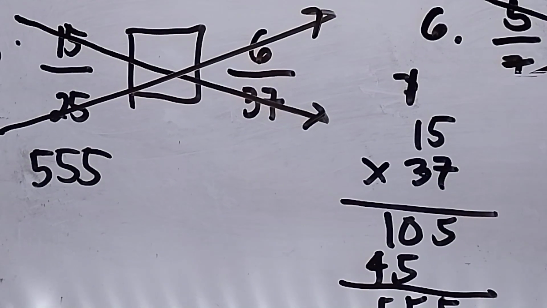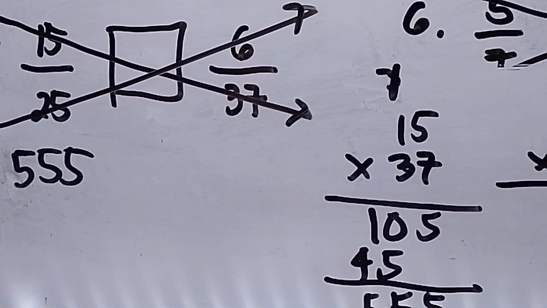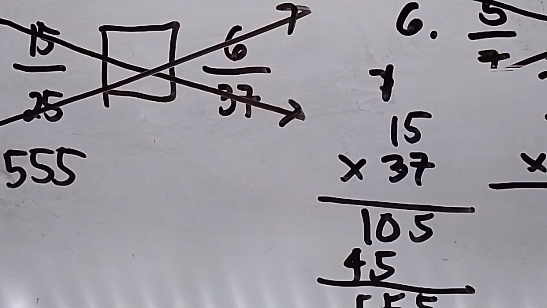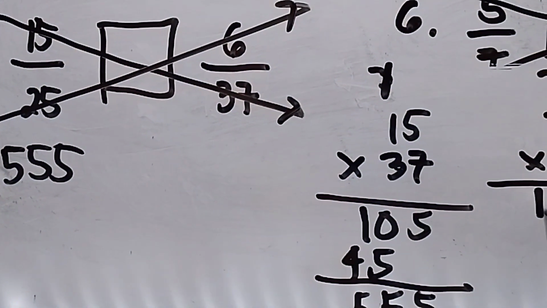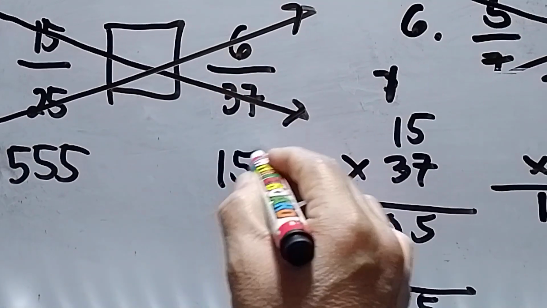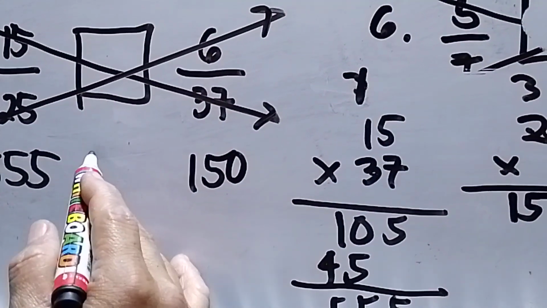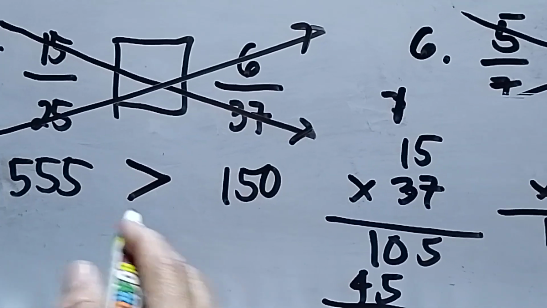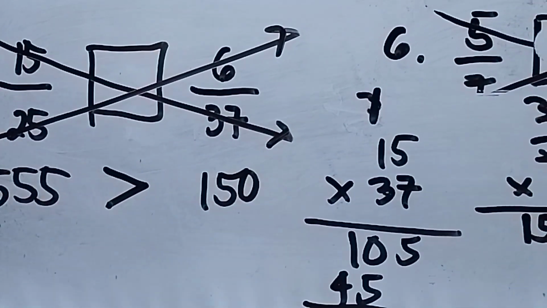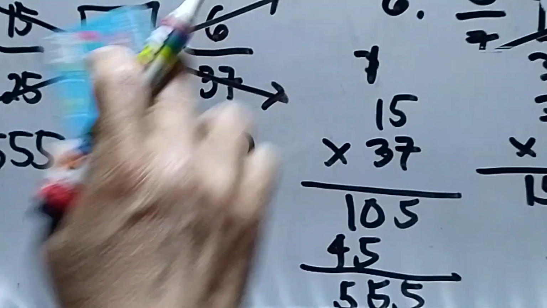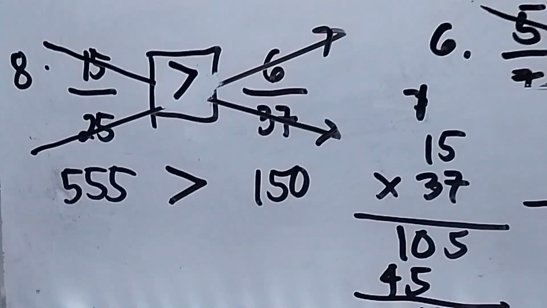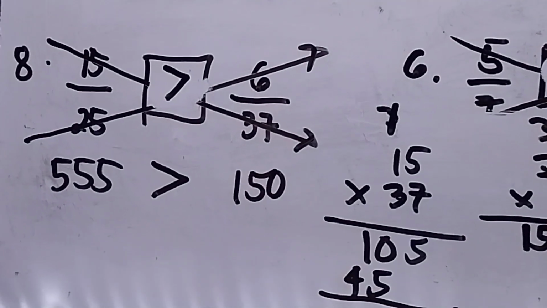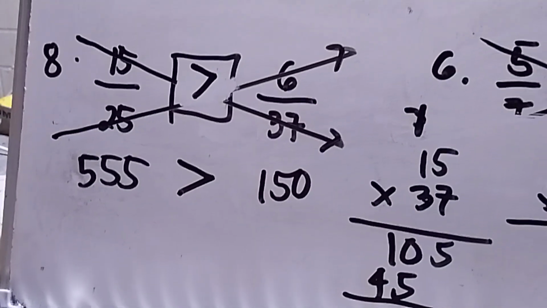25 times 6. So this is 30. Carry 3. 2 times 6 is 12. Plus 3, 15. So this is 150. So I will use the symbol greater than because 555 is greater than 150. So the symbol for number 8 is greater than. It means 15 over 25 is greater than 6 over 37. So that's all for this kind of topic.